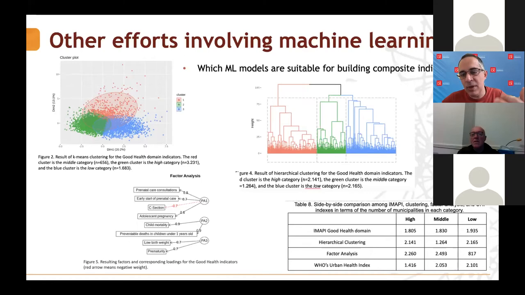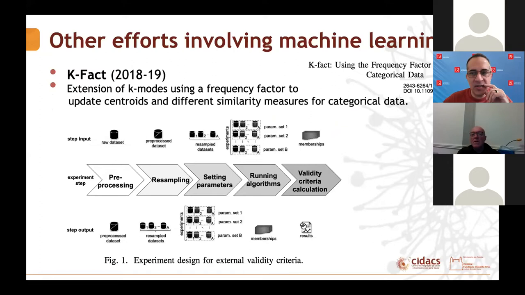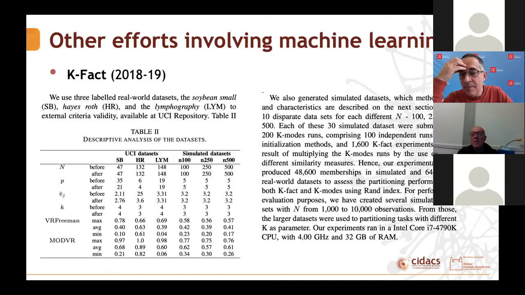Okay. This is, I think, my last example. We invested some time to look into categorical data, and KFACT is another tool we designed especially for categorical data. The basic idea was to extend some existing clustering methods. And we came up with this frequency factor, which is another measure for updating centroids, and then we tested this with different similarity measures over some example databases as well. And the basic idea was, again, how we can apply more specialized clustering methods for dealing with categorical attributes.